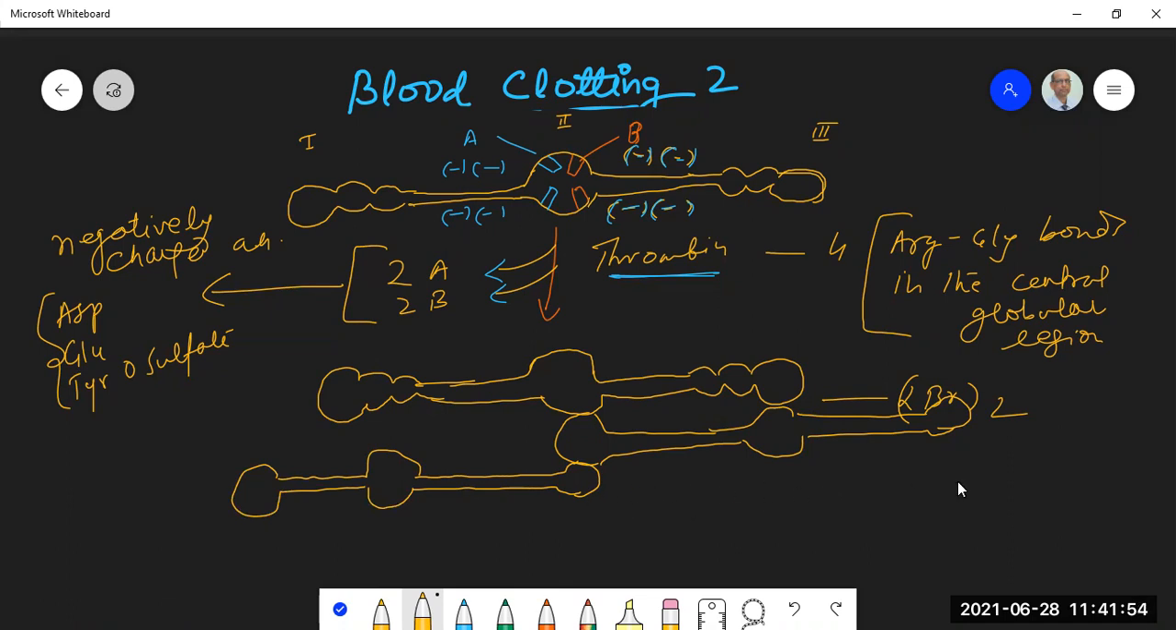So they will form a network. They will form a mesh-like structure. Spontaneously, they will come closer to each other because that surface charge density pattern has undergone a change. The negative charges, in the form of fibrinopeptides, have been removed. So now these molecules can come closer to each other, and they will form this kind of a mesh-like structure.